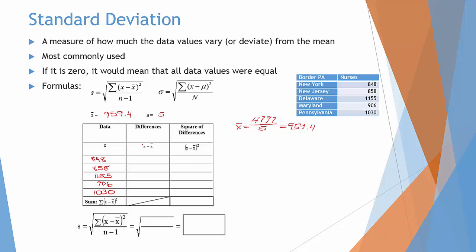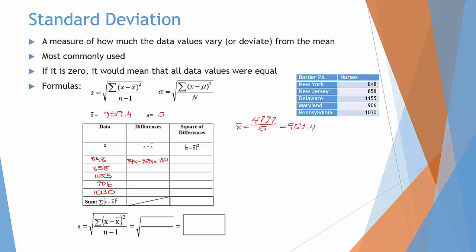Next I want to do the differences, because order of operations tells me to work inside the parentheses. So inside the parentheses I'm to take each piece of data and subtract the mean. So I'll write out the math for the first one, and then I'll just do the math on my calculator from there. So the piece of data is 848. I'm subtracting the mean. The mean is the 959.4. And I actually want to record my answer, and my answer here is negative 111.4.